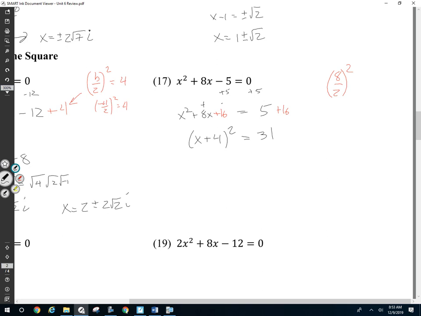This is 31. Square root. You cannot simplify the square root of 31. There are no perfect squares that go into it. That's not 31, that's 21. 21's factors are 7 and 3. None of those help us out. So I would just finish off by adding a negative 4. Get x equals negative 4 plus or minus root 21.